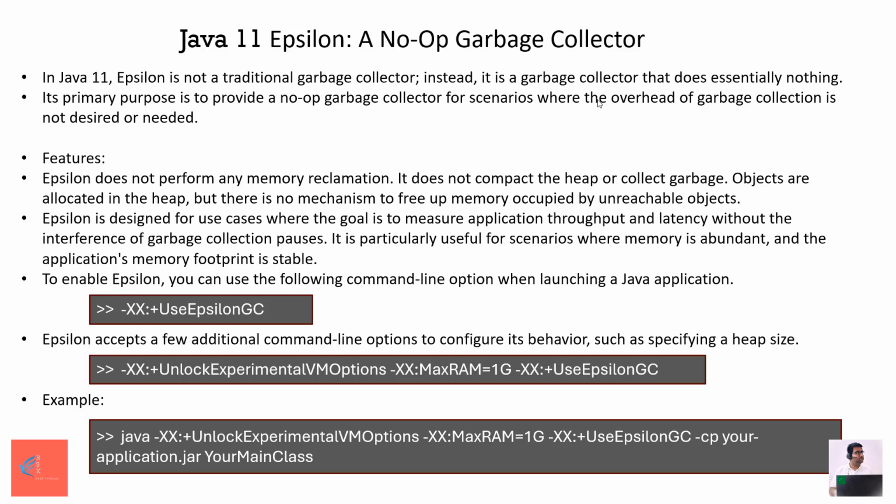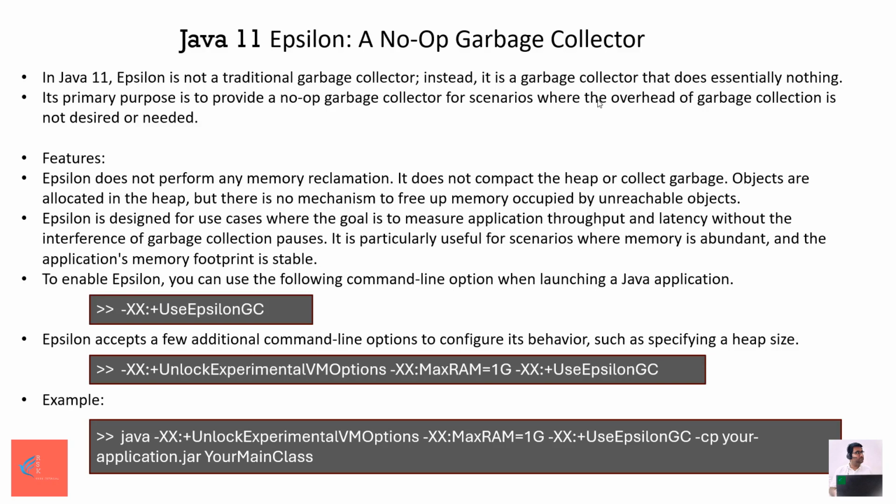Following are some features of the Epsilon garbage collector. It does not perform any memory reclamation. It does not impact the heap or collect garbage. Objects are allocated in the heap, but there is no mechanism to free up memory occupied by unreachable objects. Epsilon is designed for use cases such as measuring application throughput and latency without any interference of garbage collection pauses. It is useful in scenarios where memory is abundant and the application's memory footprint is stable.